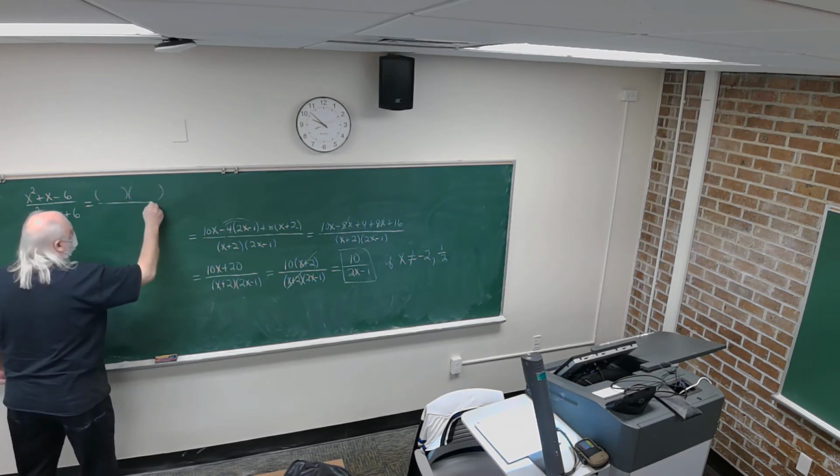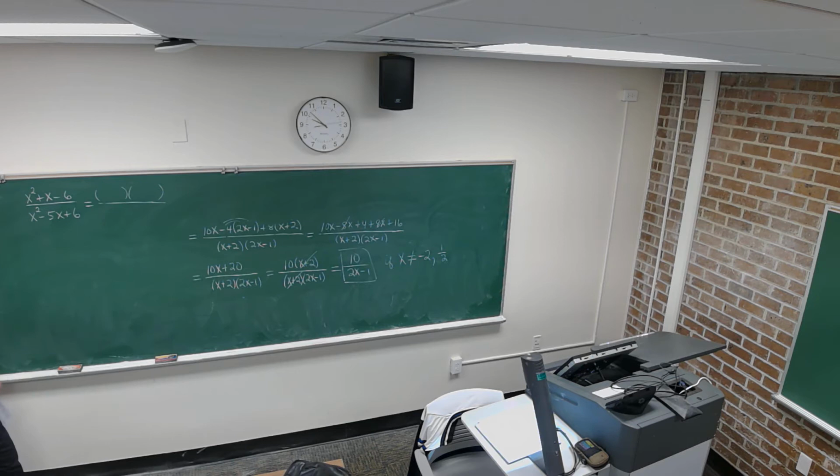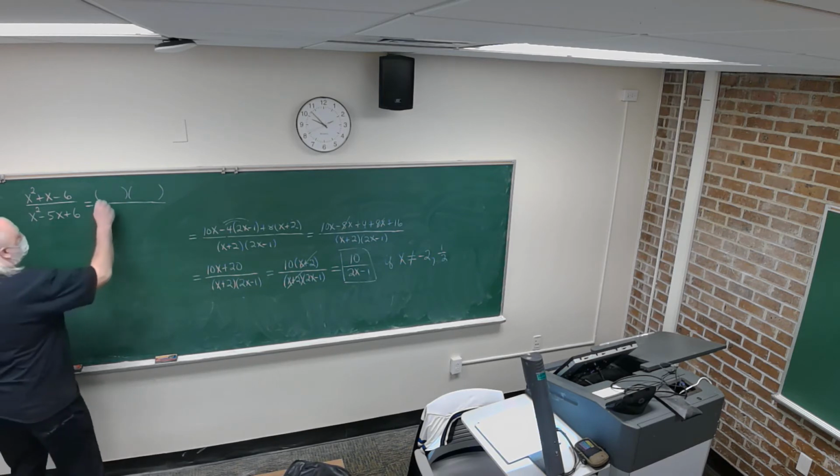All quadratics factor, but they may not factor with integers. Later on in the semester, we're going to be factoring some quadratics with square roots and stuff, and complex numbers even. So this first one, does anybody know what x squared plus x minus 6 factors into? x plus 3 times x minus 2.